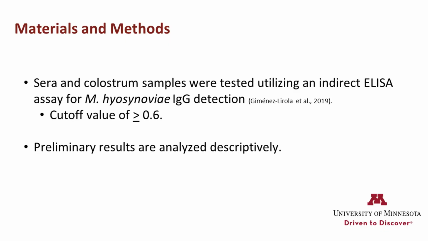So all of these samples were then tested utilizing an indirect ELISA assay specific for Mycoplasma hyosynoviae IgG detection. And this cutoff value was greater than or equal to 0.6. Anything greater than or equal to is considered positive, anything below that was considered negative. All these results that we're going to look at now were only analyzed descriptively up to this point. I haven't had time to run statistical analysis, but I'm really excited to do that here in the near future.